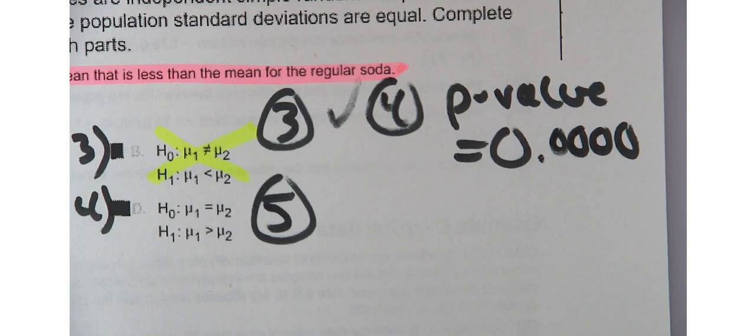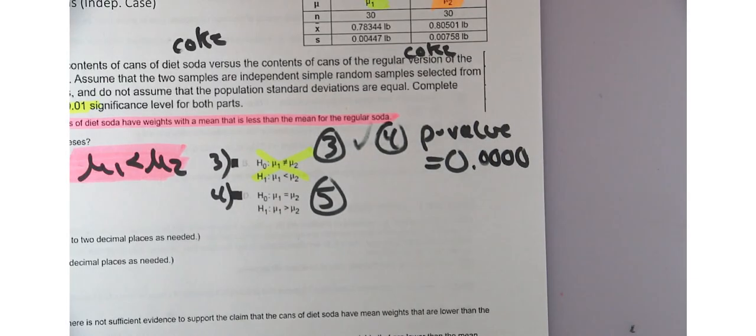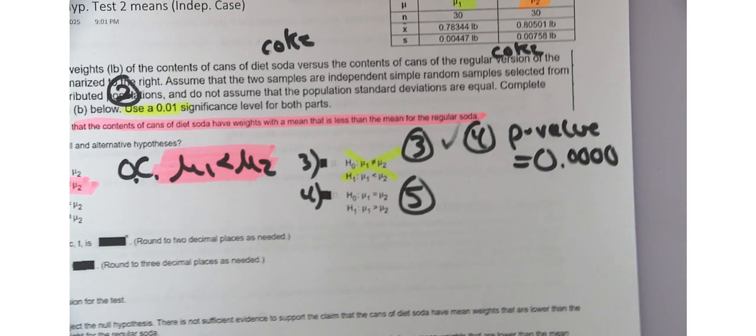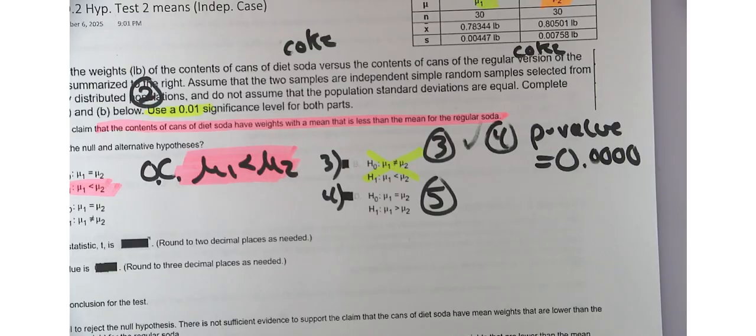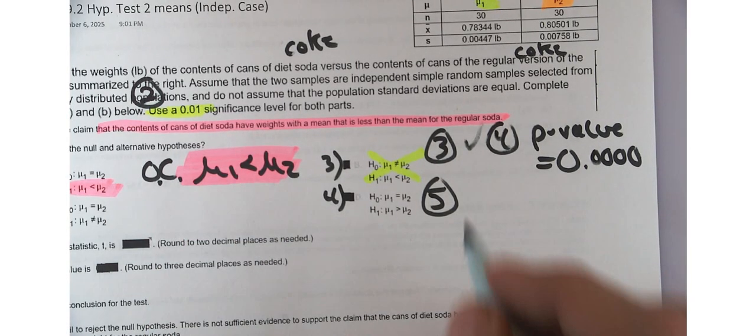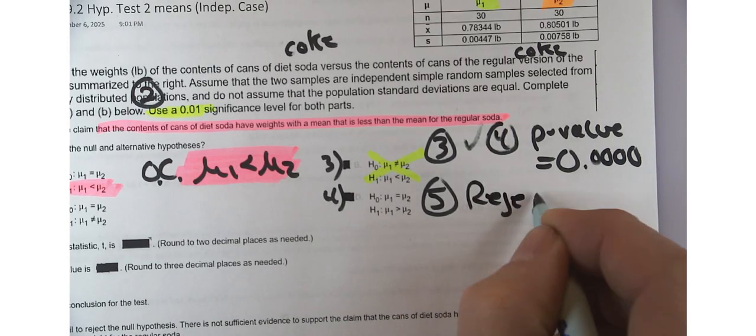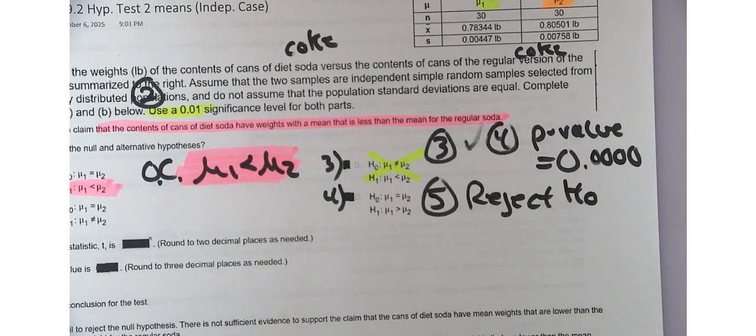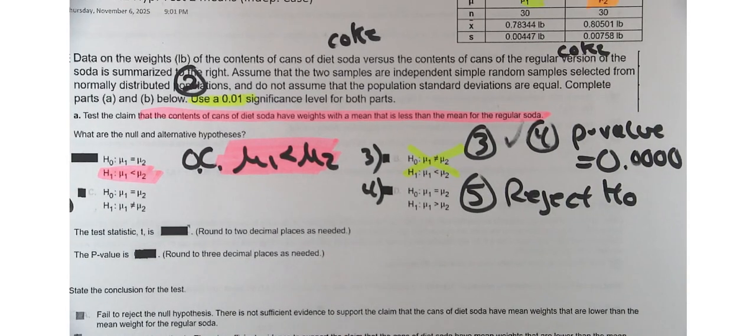What are we going to conclude in step 5? What should I write there? What do you think? If the p-value is lower than, we reject. Okay, so what's that leave us to do here? Our p-value is 0, our significance level is 0.01. Awesome, thank you. Reject H naught. If the p-value is low, H naught must go. No worries.